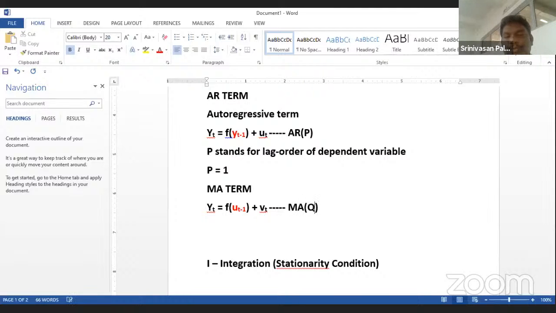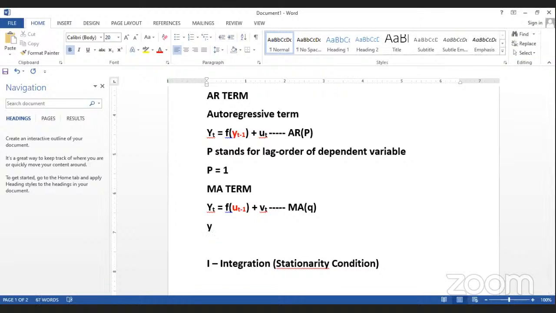This is Q, sorry, Q. Why is it Q? Same thing. The lag order, again the lag order of the not-dependent variable, which is U. Basically this is U, the lag order of this moving average term. So I am putting it in the same equation. If you put it in the same equation, you can see.